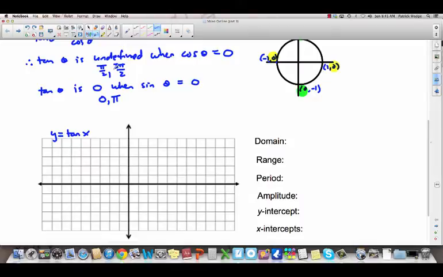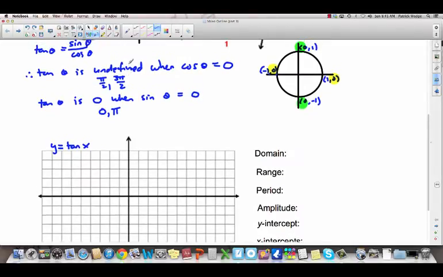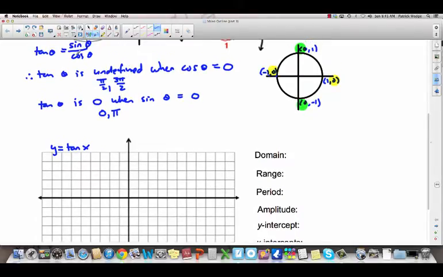We can say, what happens when sine theta and cosine theta are equal to each other? Well, they need to be dividing by the same amounts. And if you divide by the same amounts, you get 1. So tan theta is 1 when sine theta equals cosine theta. Now, when do they equal each other?